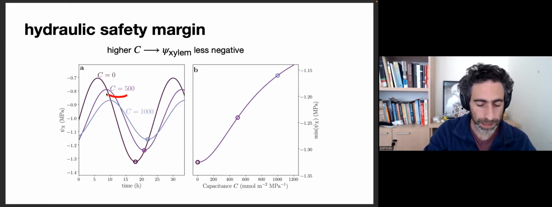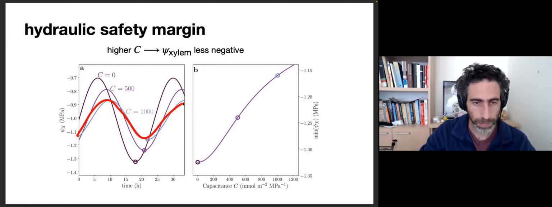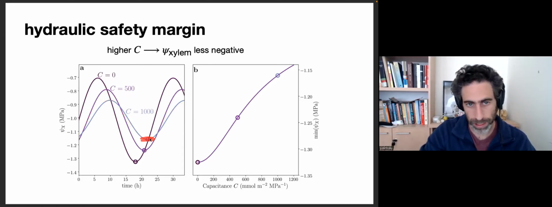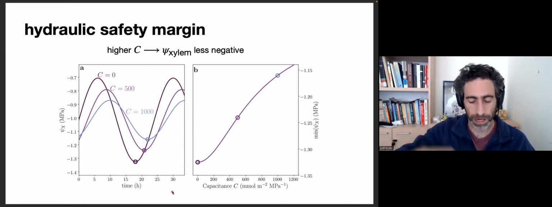Okay, as I increase the value of the capacitance, we see that it still oscillates up and down, but with a smaller amplitude, so it goes less high, but less low as well. And specifically, this is less dangerous than this situation, right? So the lower the plant xylem potential dips, the more dangerous it is. So we find that having a storage unit in the plant helps the plant against hydraulic failure.